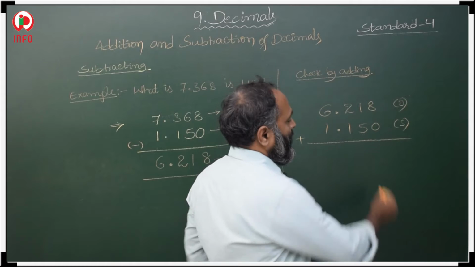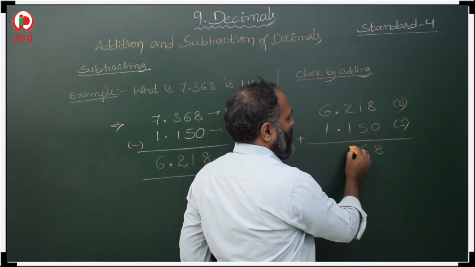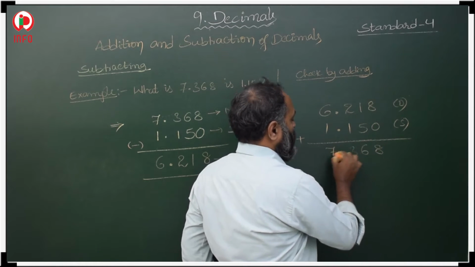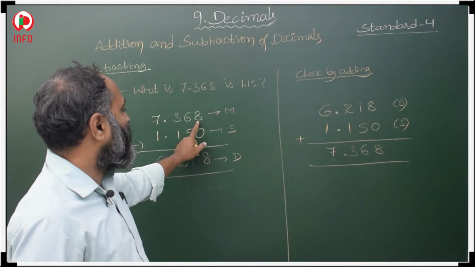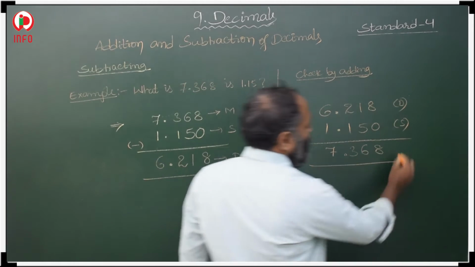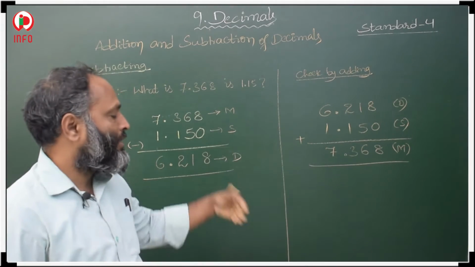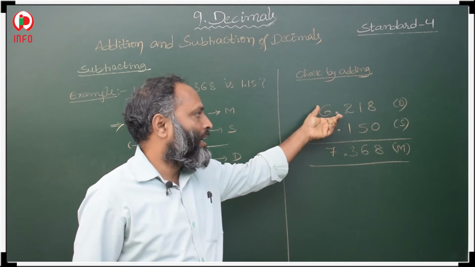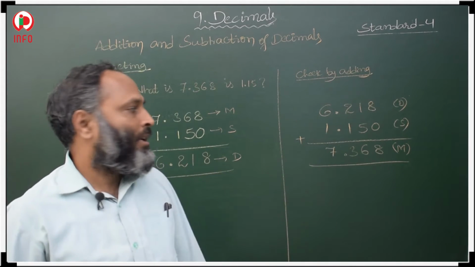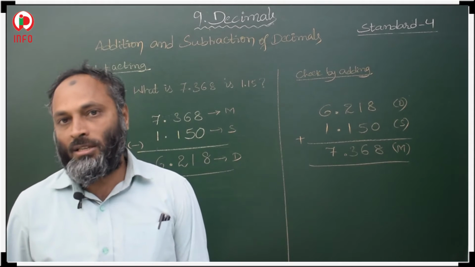8 plus 0 is 8, 5 plus 1 is 6, 2 plus 1 is 3, 6 plus 1 is 7. 7.368. This is the minuend. So in this way we check our difference: we add the difference and the subtrahend, and if your answer is the minuend, then your answer is correct. Okay.